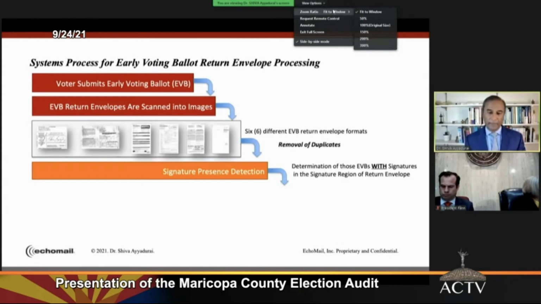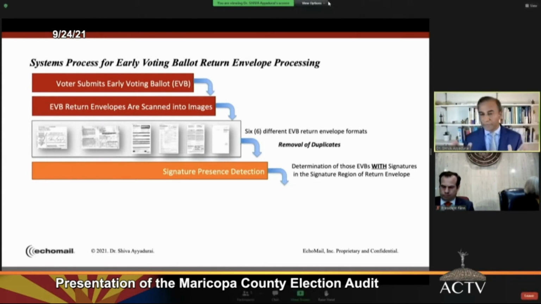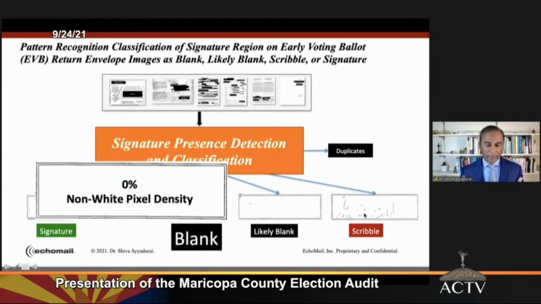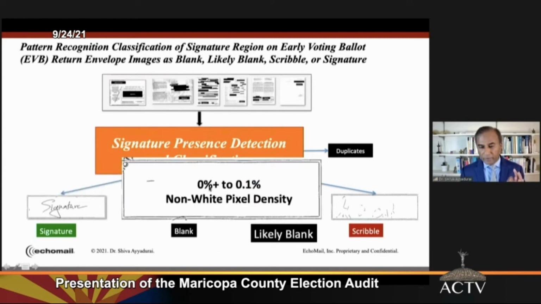In that process, again, the goal is, is there a signature there in the signature region? Interestingly enough, some people don't follow instructions, they write all over, but it wasn't our job to scan everywhere. Our job was to look in that signature region. One category of the signature region has a signature, another category is blank, likely blank, and scribble. And just to keep it real simple, it was a very simple classification. If it's 0% non-white pixel density, which means nothing in that area, it's a blank.